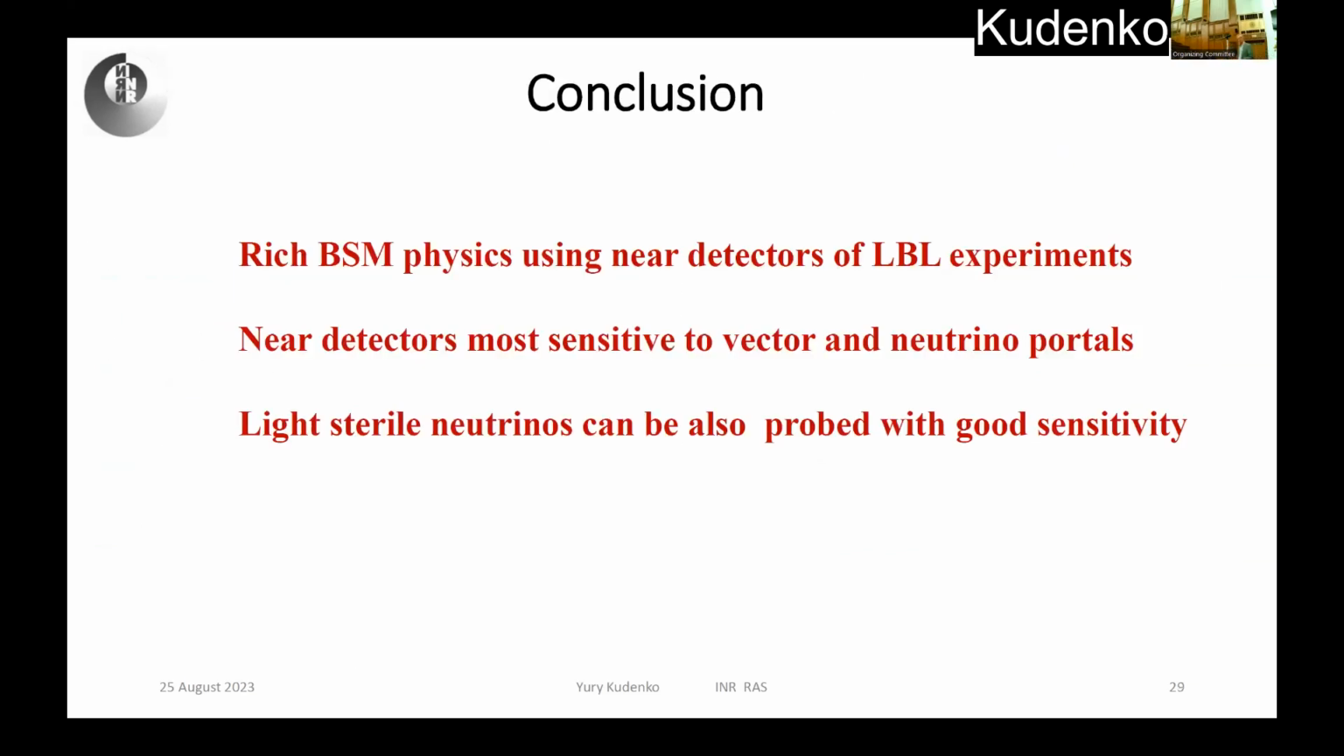So let me conclude. Just very rich beyond standard model physics with the new detector. And I mentioned the vector and neutrino portals, this result. And of course, light sterile neutrinos will also be open. Thank you very much.